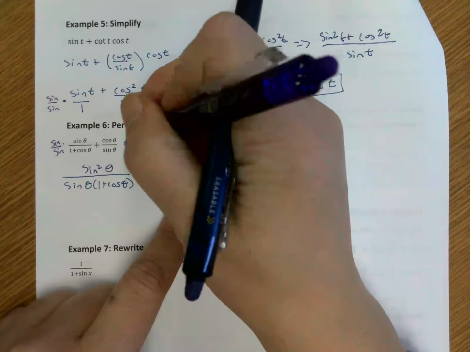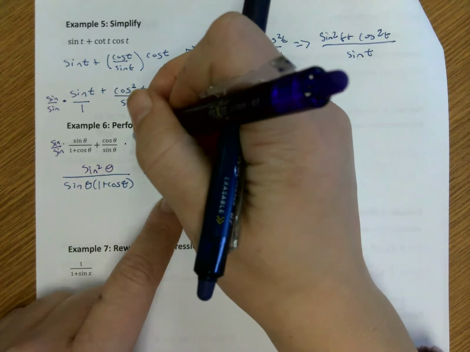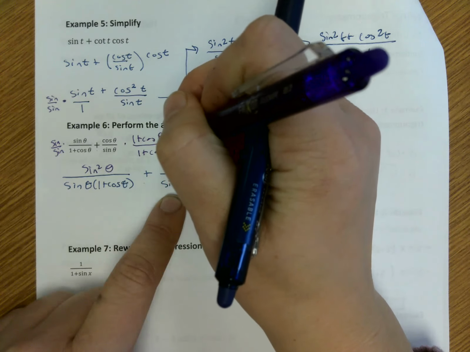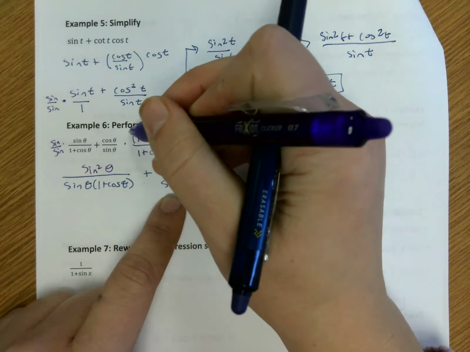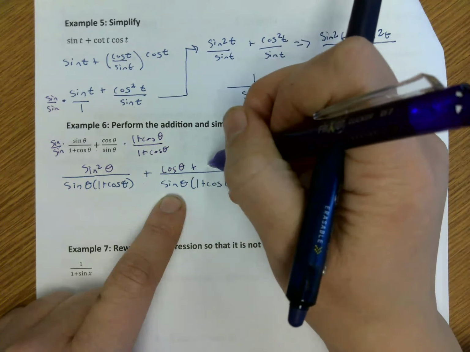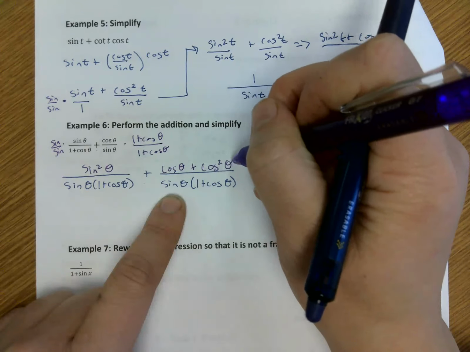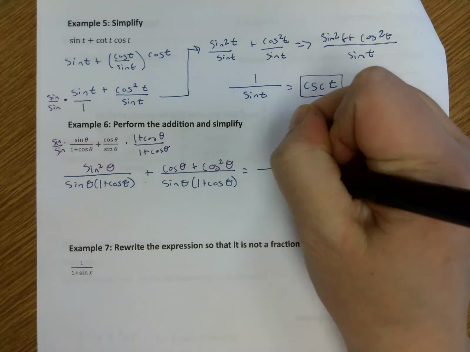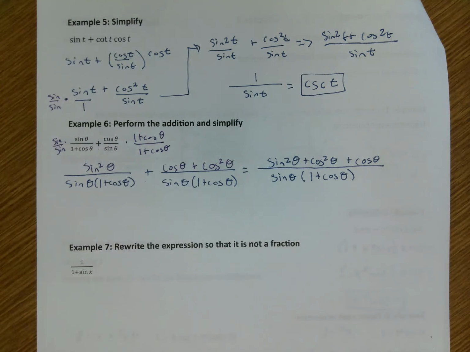Over here, I'm going to have to multiply, because I already have the sine 1 plus cosine theta on top and bottom, 1 plus cosine theta. So now when I distribute this, this becomes cosine theta plus cosine squared theta. So if I combine those together, this is what I have.